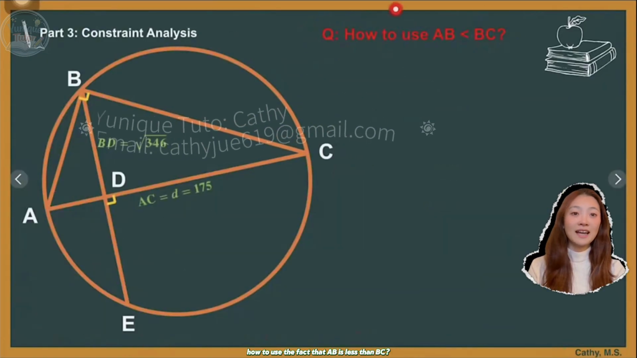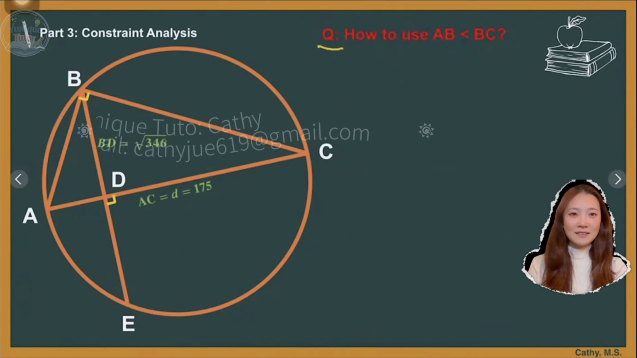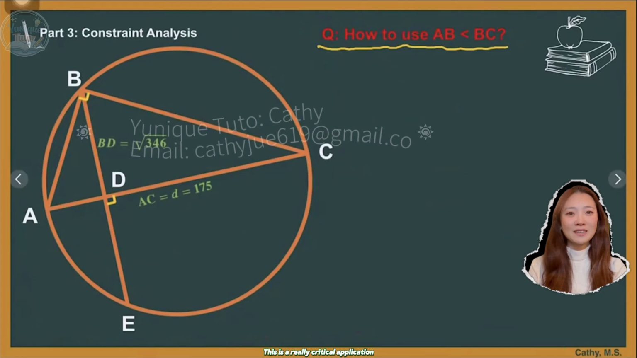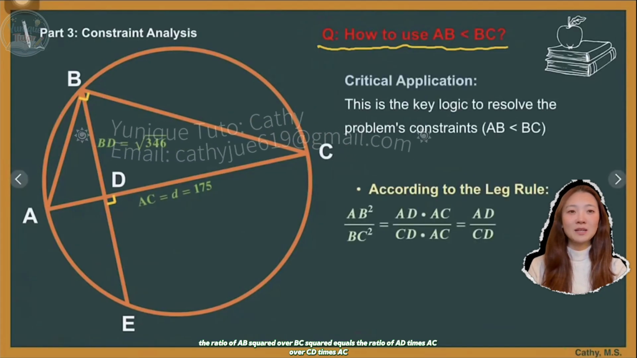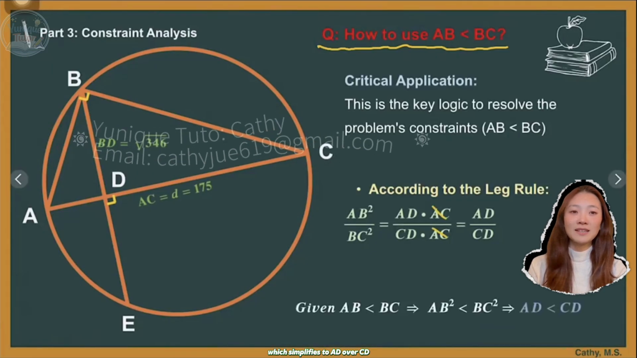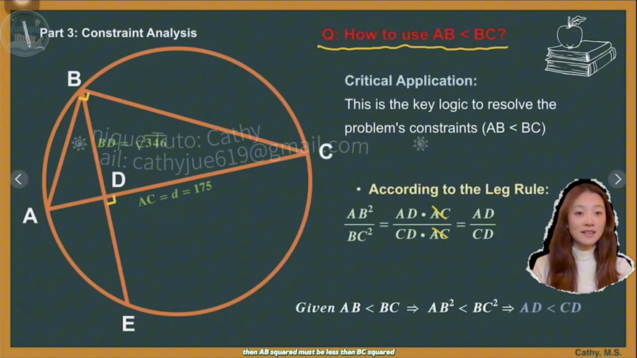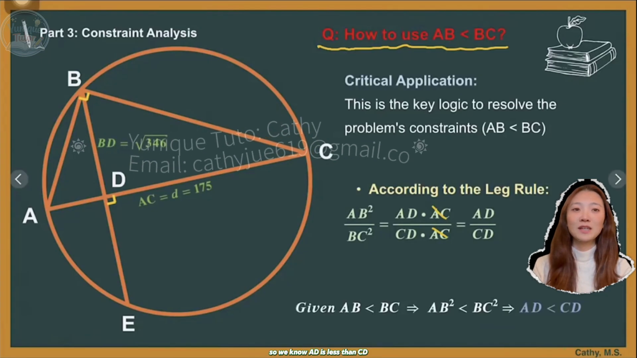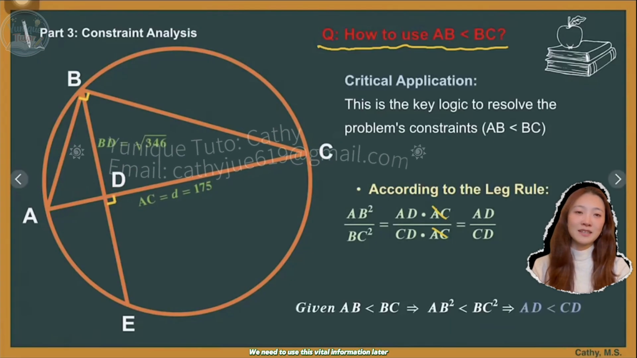Now, how to use the fact that AB is less than BC? Why do we have this in our question? This is a really critical application. Based on the leg rule, the ratio of AB squared over BC squared equals the ratio of AD times AC over CD times AC, which simplifies to AD over CD. Given that AB is less than BC, then AB squared must be less than BC squared, so we know AD is less than CD. We need to use this vital information later.